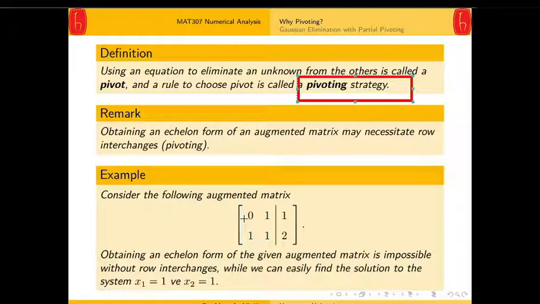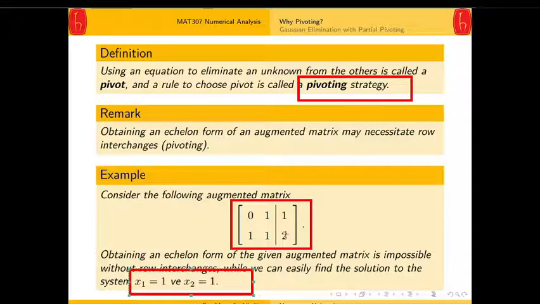An example: consider the following augmented matrix. For this matrix, we cannot proceed without interchanging two rows, because there is no way we can eliminate the entry from here to here by multiplying 0 by any number. So we need to interchange these two rows. Once we do that, we easily find x1 equals 1 and x2 equals 1. So 1 will be 1, 1 plus 1 will be 2. These are the solutions.